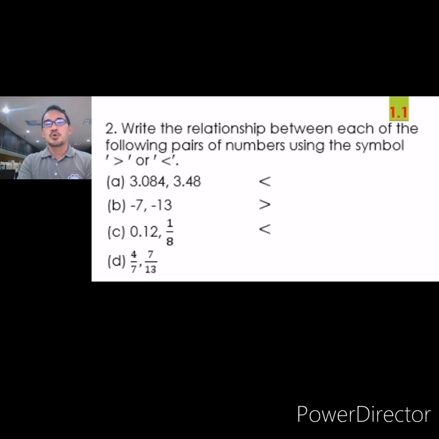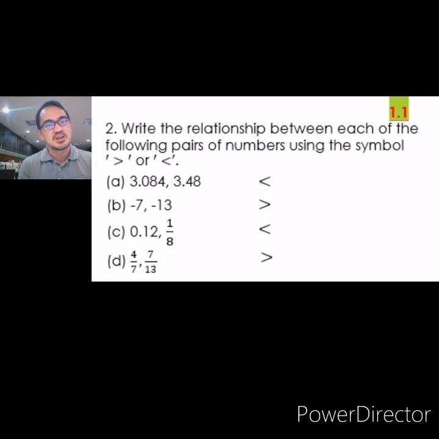Letter D, 4/7 and 7/13. So you are comparing two fractions having different denominators. As I've said earlier, if you're going to compare two fractions having different denominators, you have to convert them into their respective equivalent fractions, meaning the same denominator. Get the common denominator and then compare the two numerators so you will know which fraction has a greater value. After converting them, we can know that 4/7 is greater than 7/13.